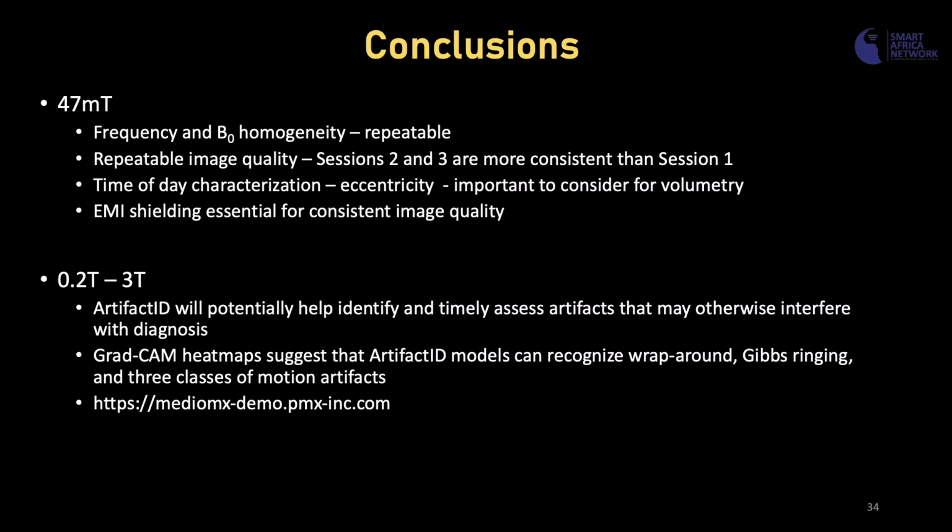For the studies from 0.2T and beyond, we did introduce artifact ID that could classify and also identify hotspots of artifacts. We used these GradCAM heat maps that explained and built trust into the models we designed. And all of this can be easily accessed and tried out at the URL below.